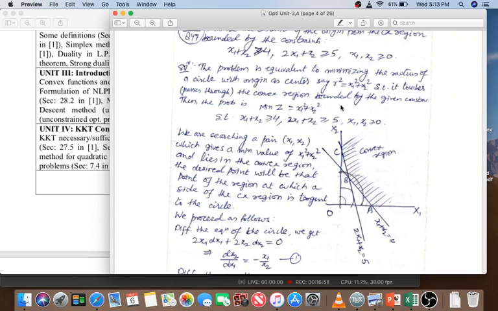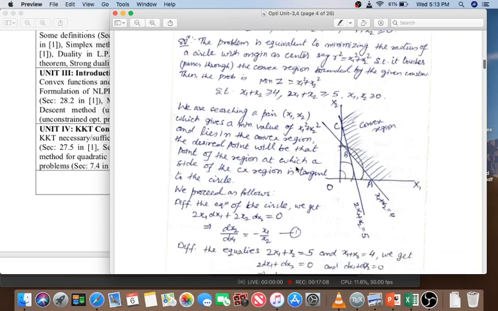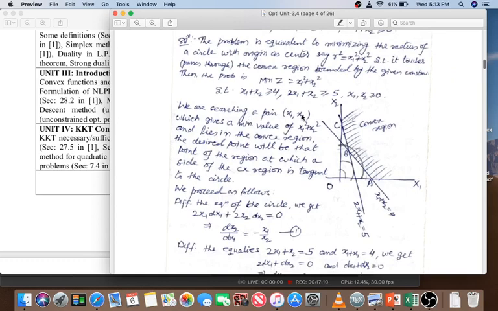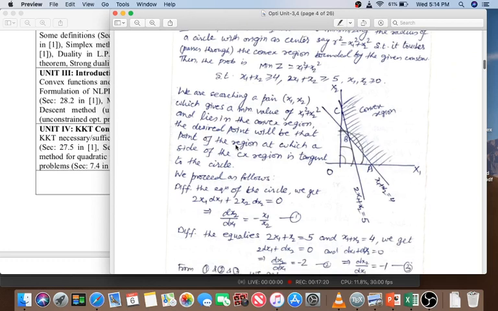So the objective function will be minimum of z equal to x1 square plus x2 square. We want to find its minimum value subject to the constraints. So we are searching for a pair x1, x2 which gives a minimum value of x1 square plus x2 square and lies in the convex region. The desired point will be the point of the region at which a side of the convex region is tangent to the circle.